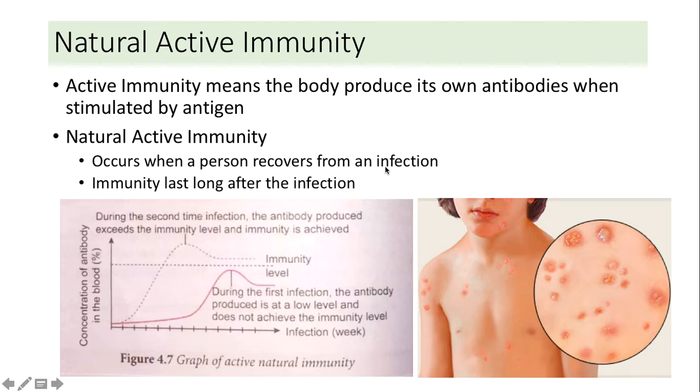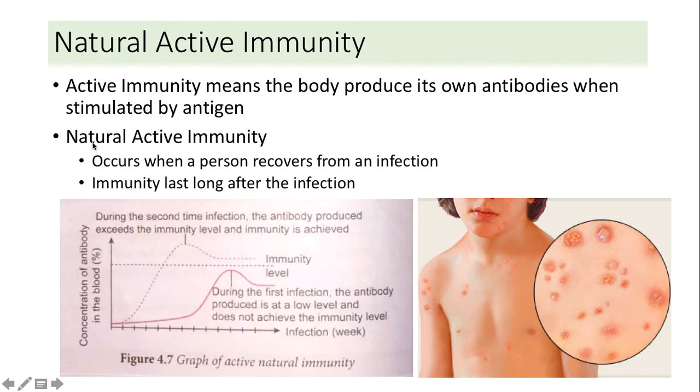Let's say macam demam campak. Demam campak means that you have been exposed to the virus and your body has the ability to produce its own antibody against the virus. And then after that, you won't be infected by the same virus anymore because you have the memory cell. Okay? Natural means it's happened naturally.